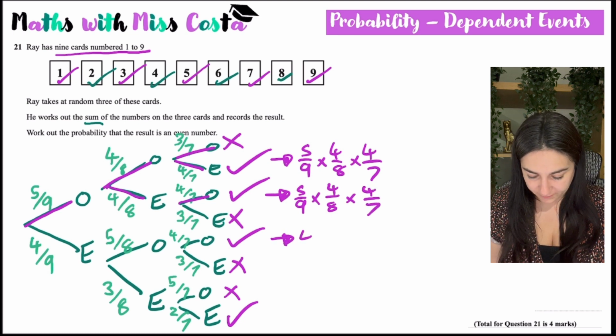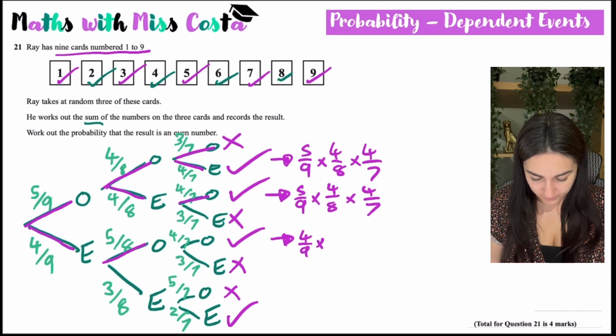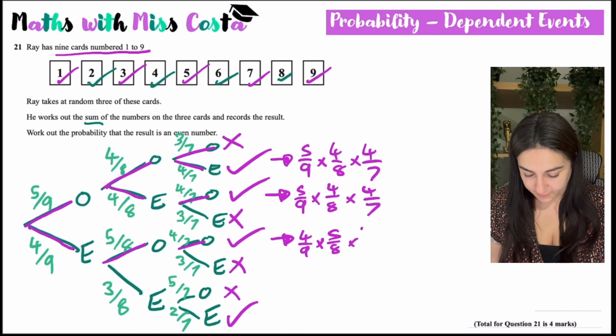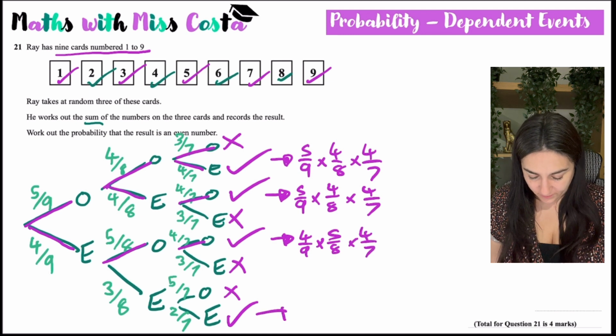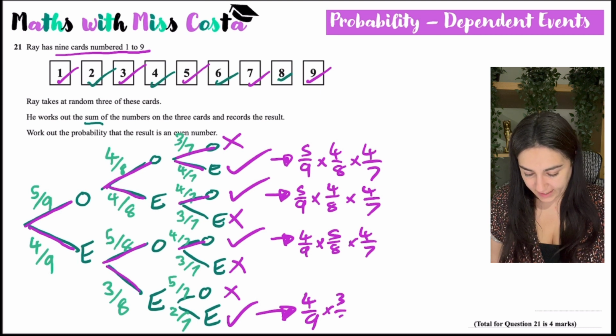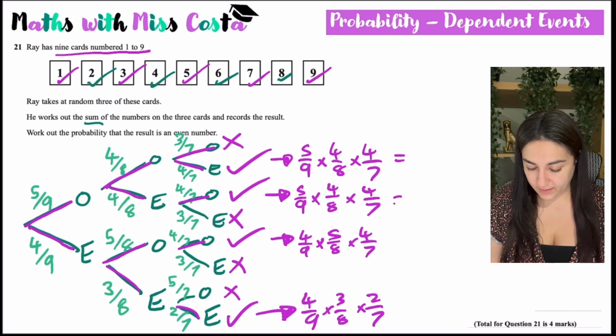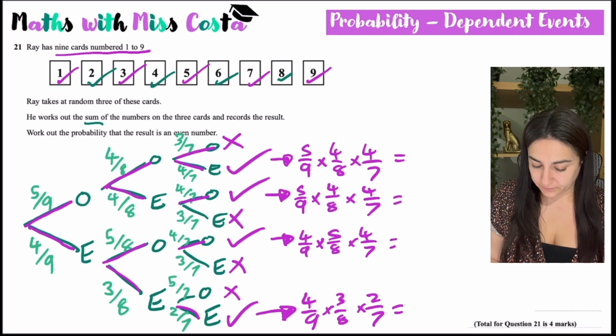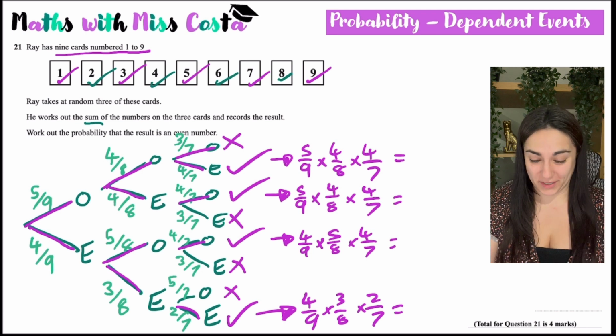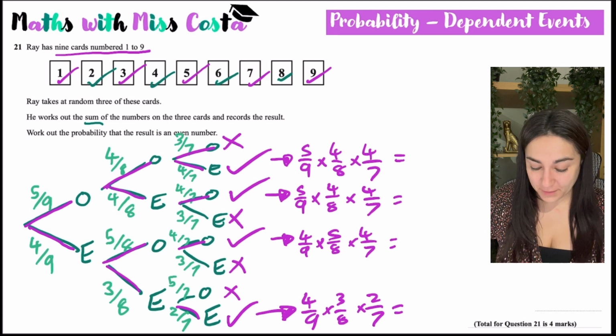Over here, I would have 4/9 times 5/8 times 4/7. And then on the last one, I would have 4/9 times 3/8 times 2/7. Okay, so you've worked out your probabilities. You can work out the final results, or you could just add them all in your calculator, but let's do it properly just so that you see.